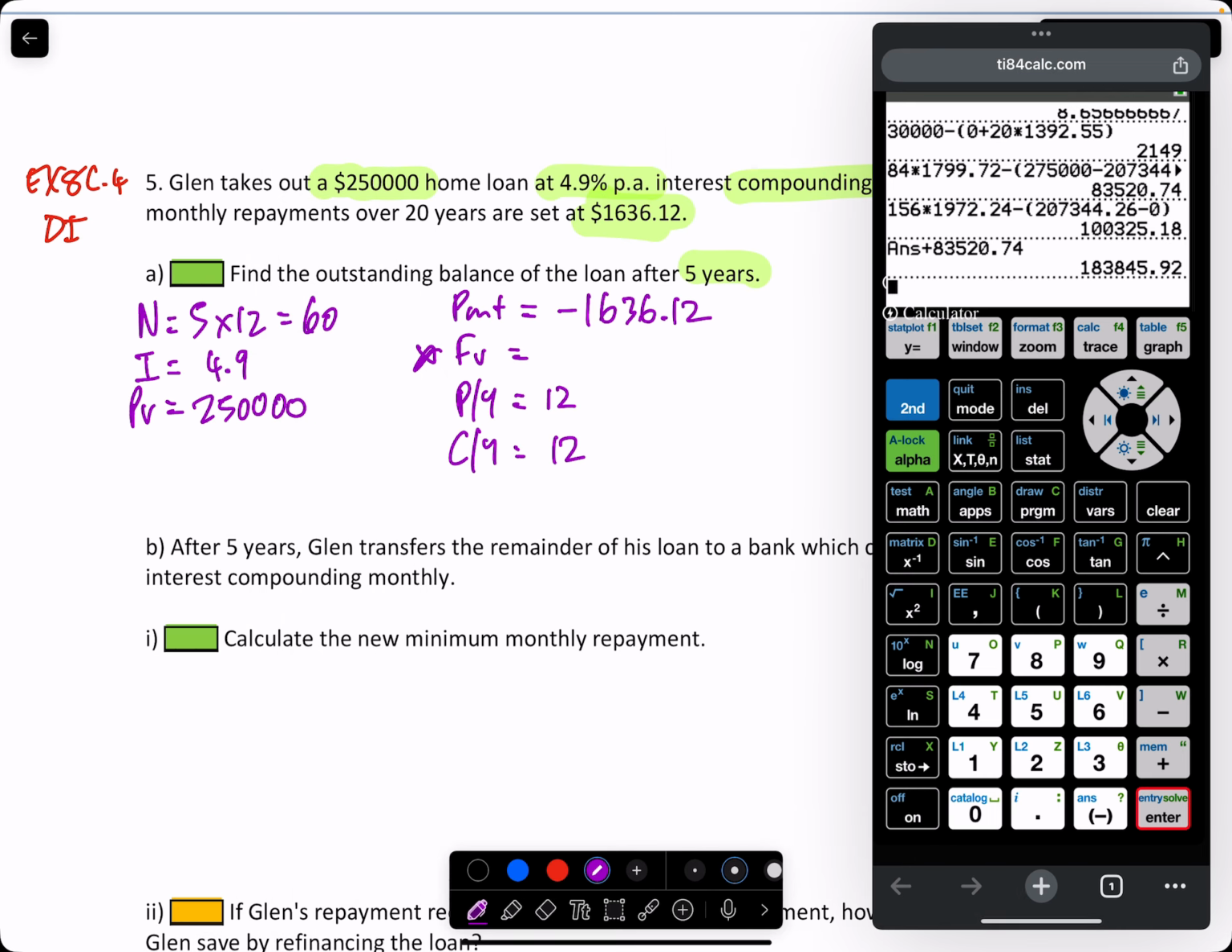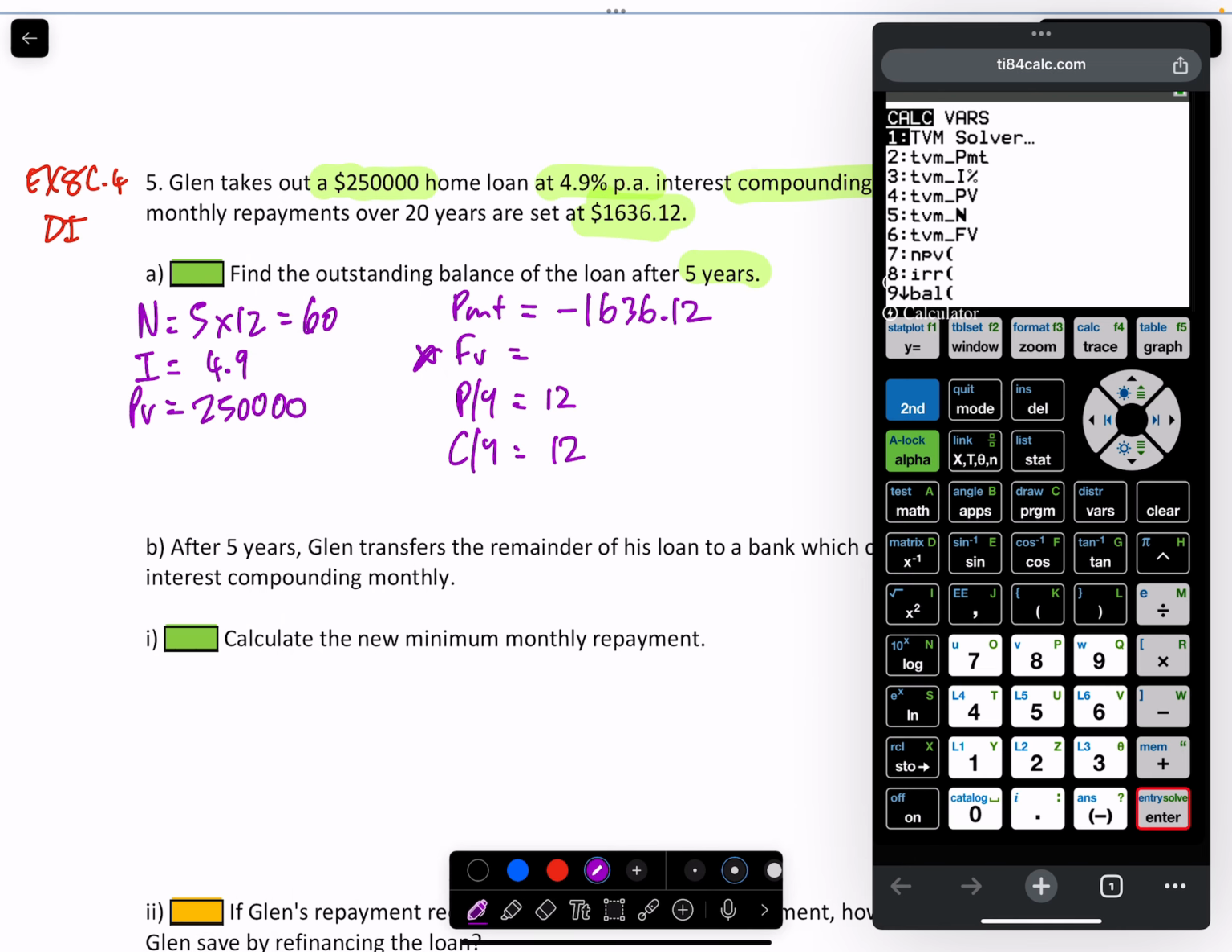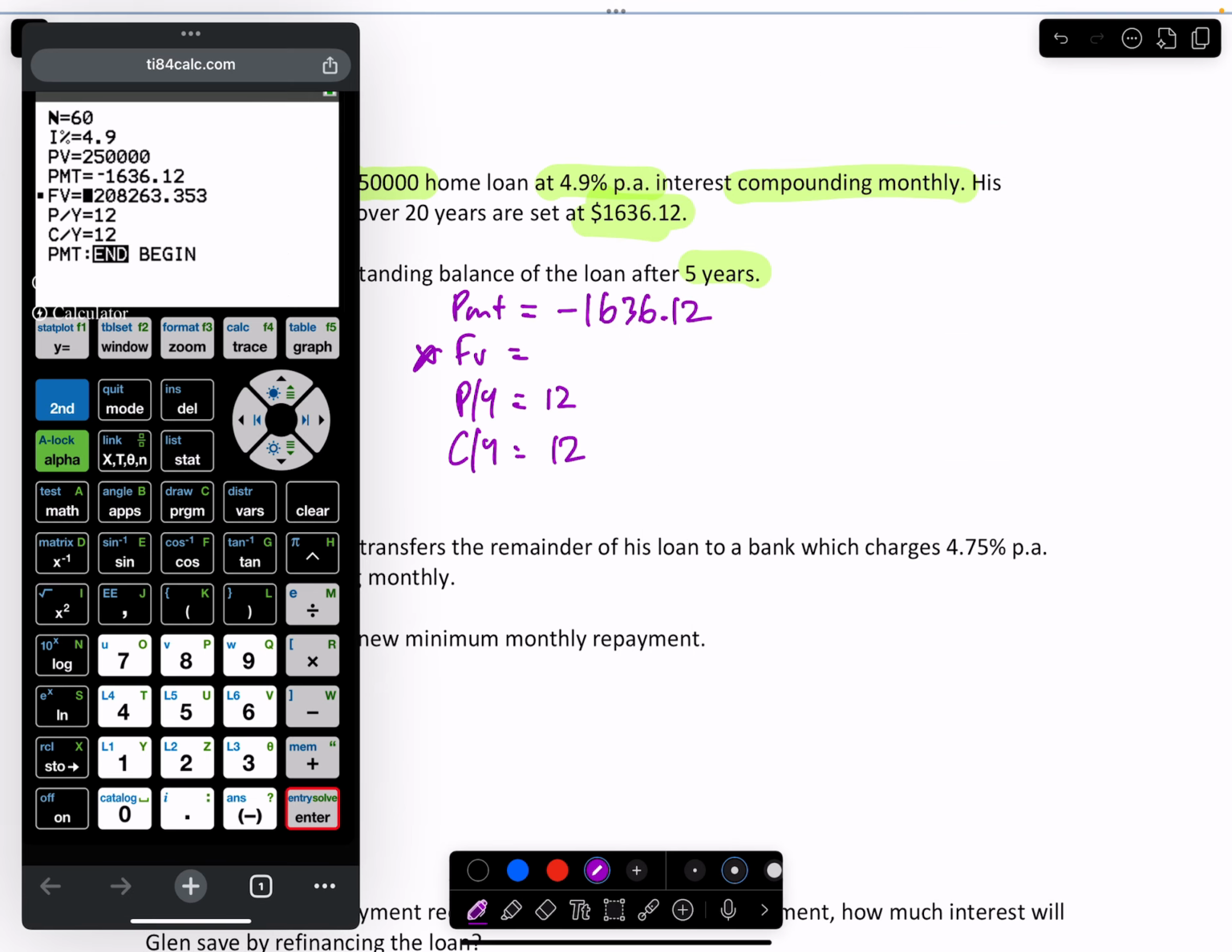Calculator's on the wrong side again. Apps, finance, TVM, 60, 4.9, 250 grand, negative 1636.12. That's already 12 and 12. Alpha solve, that tells me negative 208,263.35 to 2 decimal points.